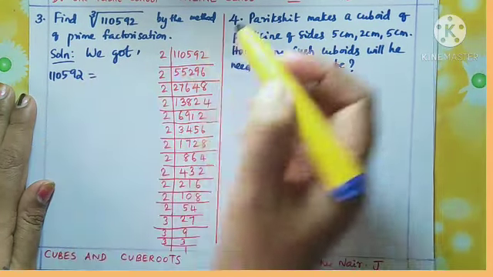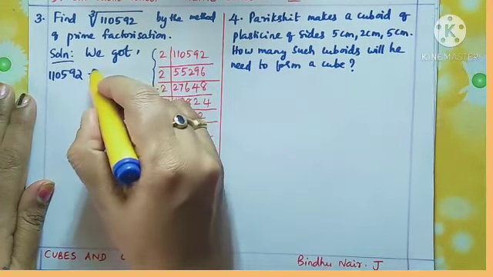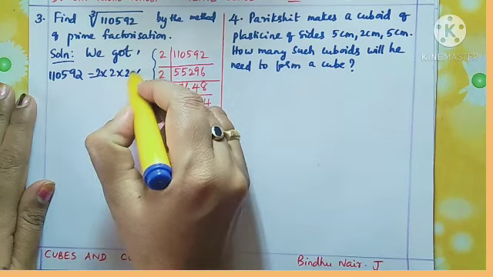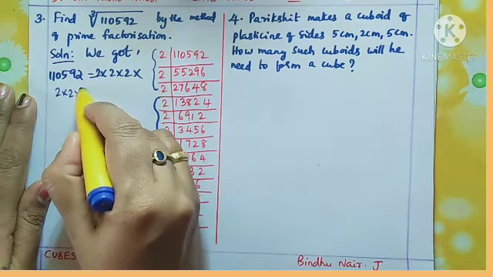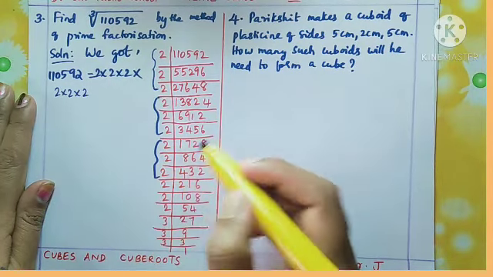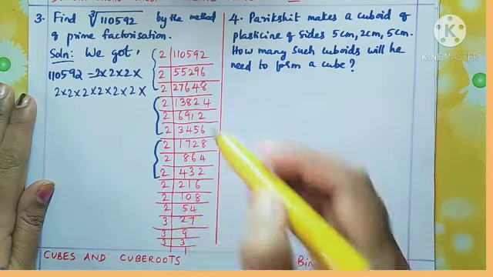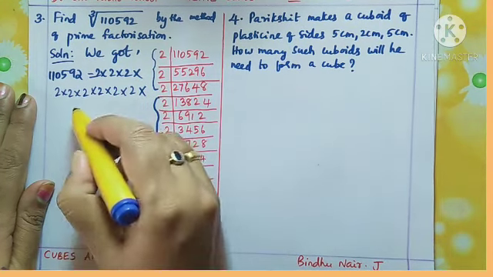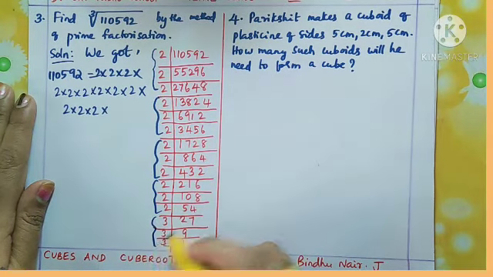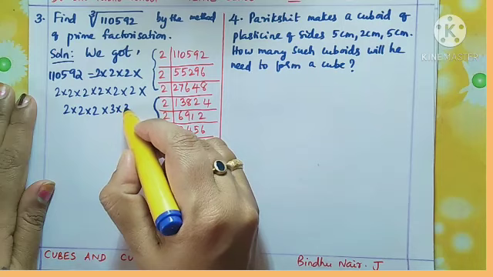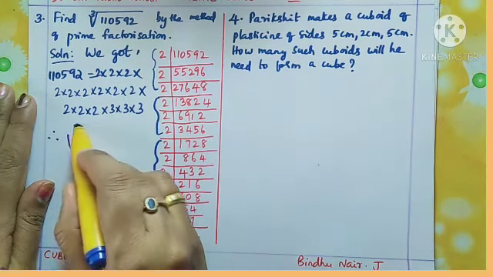110592 is equal to, yes, 2. 2 we got 3 times, 2 into 2 into 2. Then next triplet, 2 into 2 into 2. Then again one triplet of 2, 2 into 2 into 2. Again a triplet of 2, 2 into 2 into 2, then finally a triplet of 3, that is 3 into 3 into 3.